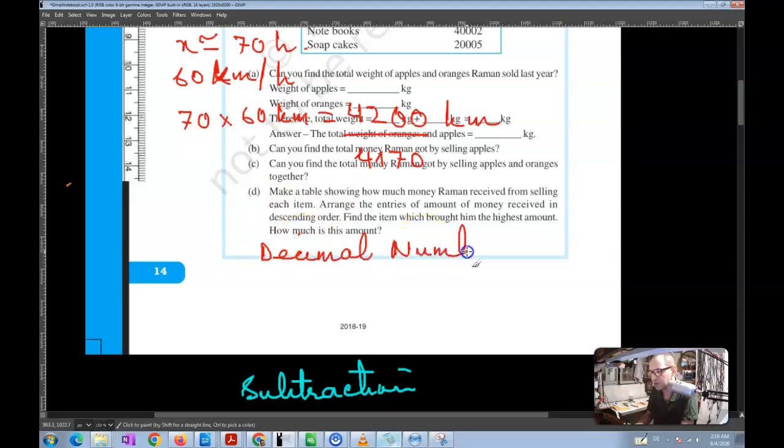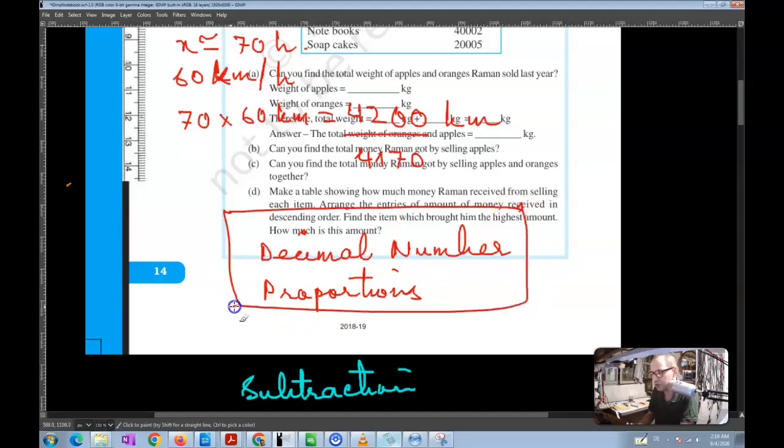In future videos, I will discuss decimal numbers, and secondly I will discuss proportions, in two separate videos. We will take care of these two.